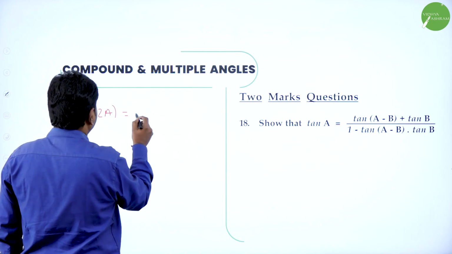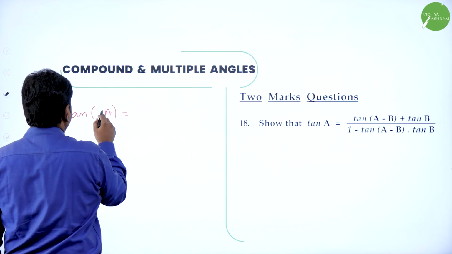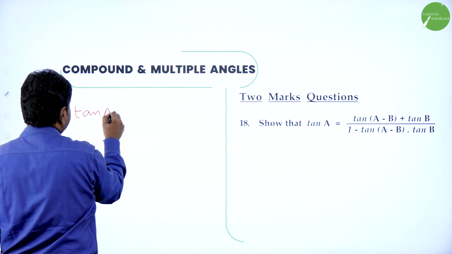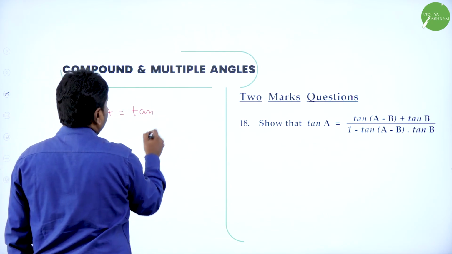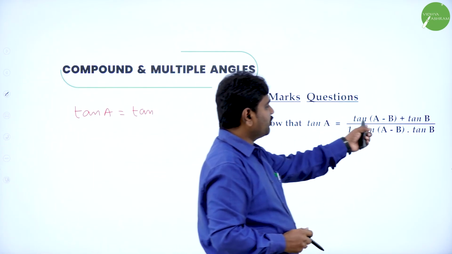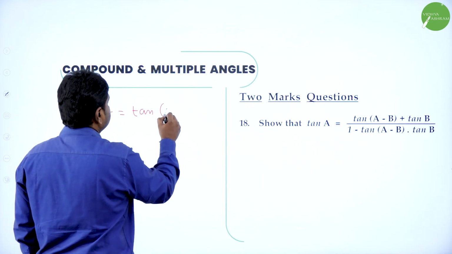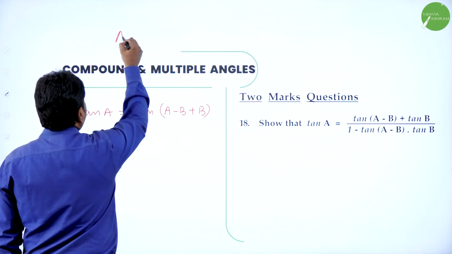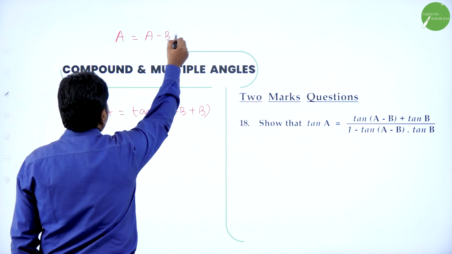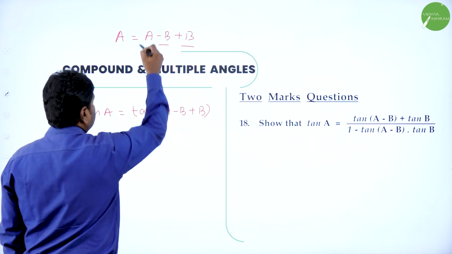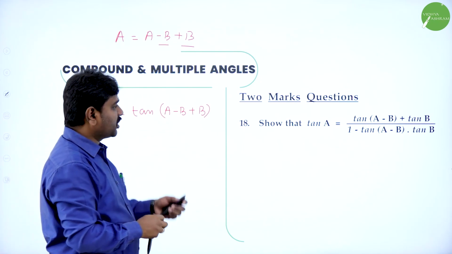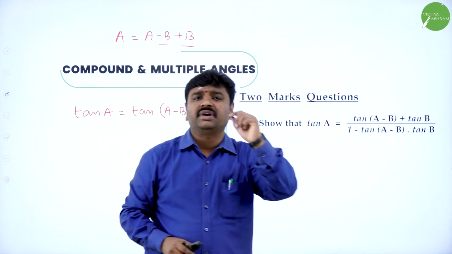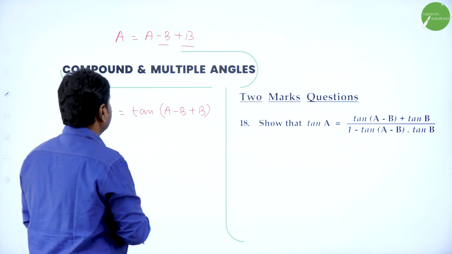The other method is: what is given, tan A is given. So tan A is the LHS, I will take LHS. After observing the RHS, the RHS is made up of A minus B and B. Can I write it as A minus B plus B? If I add and subtract B, these two cancel, it will be A. Why should I add and subtract B? Because I saw the RHS is made up of B, so I should introduce B. So I have done it.